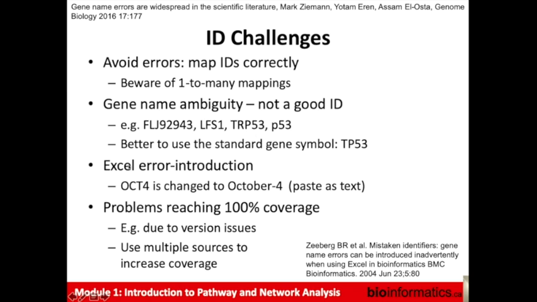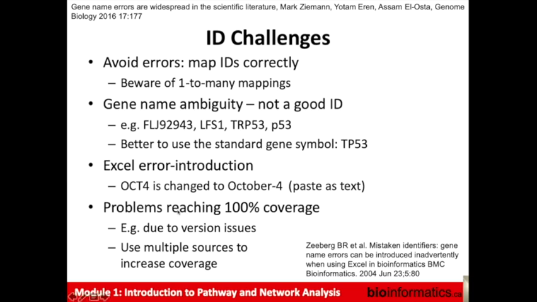There are also errors that are frequently introduced by spreadsheets like Excel. OCT4, for example, that I mentioned, if you have that in your list, is changed frequently to October 4. You've probably seen this if you've worked with Excel a lot and gene names. There are a lot of different gene names that automatically get converted to dates. The way to avoid this is to paste as text or to select the format of the cells that you paste to as text, not general.